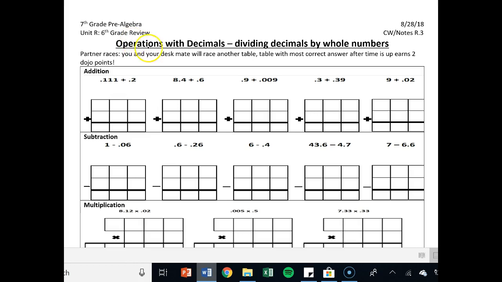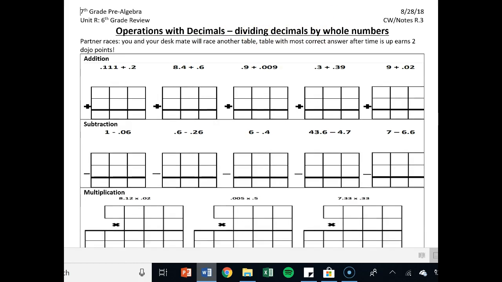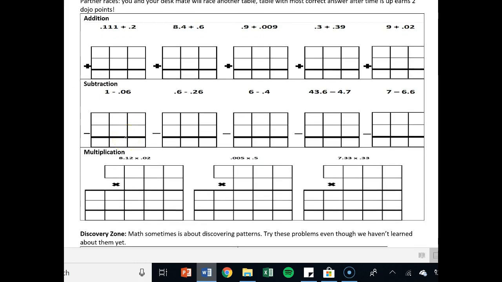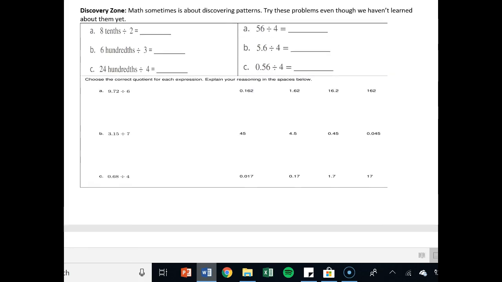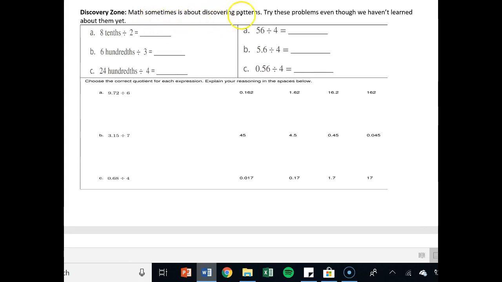So today we're working with operations with decimals, dividing decimals by whole numbers. We did adding, subtracting, and multiplying yesterday. That's what this section is, just a little bit of review. We're going to skip that here in the video and move right on to our discovery zone. Math sometimes is about discovering patterns. Try these problems even though we haven't learned about them yet.